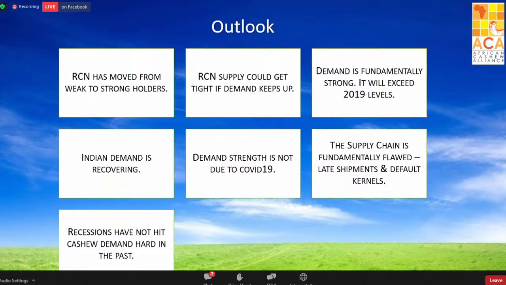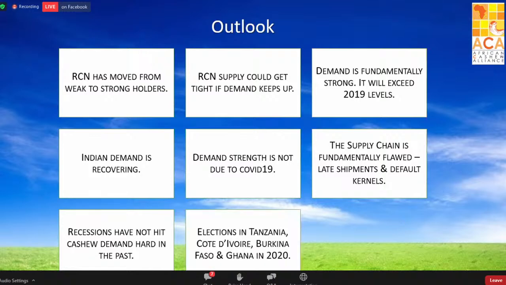It's important to recognize that, generally speaking, even the deepest recession has not had a major impact on cashew demand in the past. Going back to the financial crisis of 2008, 2009, certainly the trade in 2008 was impacted, and the early part of 2009, but there was a boom in demand in 2010, 2011, and 2012, actually causing prices to spike up at that time too. So we should bear that in mind.